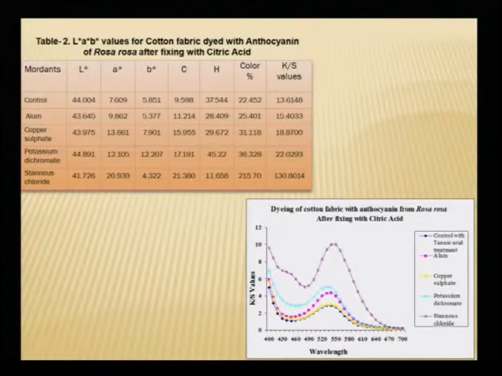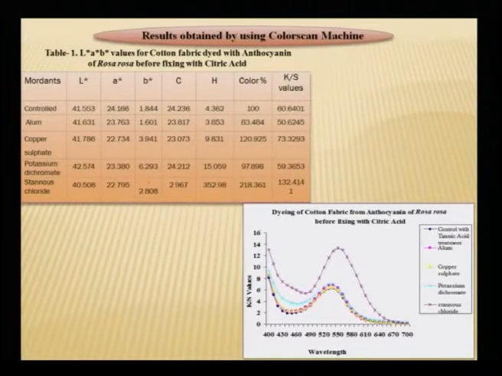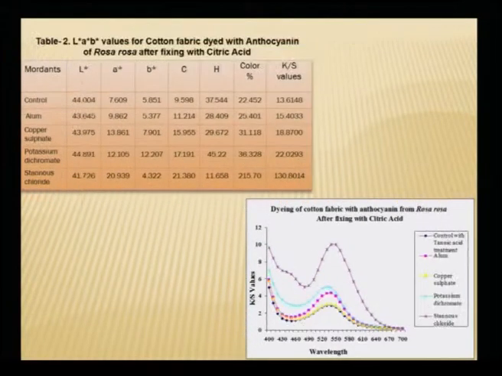Now, when the same dyed cotton fabric is treated with citric acid, the dye fix shows that a lot of dye has run off. Now, what is the situation of the K by S value? We should not get perturbed by the fact that so much dye has run off. Even then it has very rich color, and we will see the fabric very soon. Here also the K by S value for stannous chloride is 130. So, from 132, it has only reduced to 130.